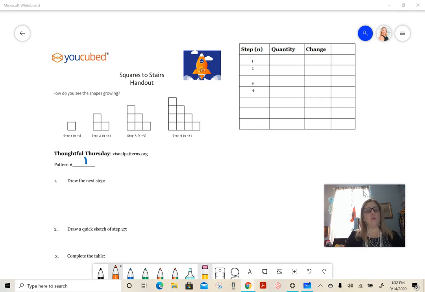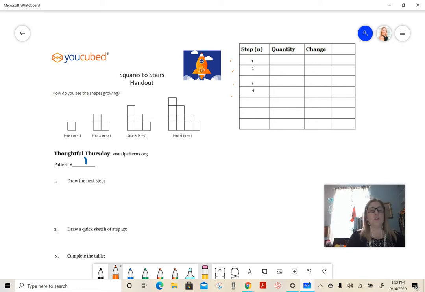Hello. So on Thoughtful Thursday, you'll have something that looks like this on one of your Draw It slides. You will be asked to look at a growing pattern and think about how you see it growing and changing. It's a really good idea to use those brain crossing ideas and use color and drawing to help you see those things. So in this growing pattern, I see 4 different steps: step 1, step 2, step 3, and step 4. And I notice that in my table, I also have a 1, 2, 3, 4 right here.